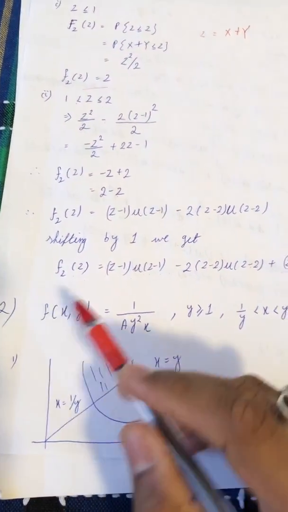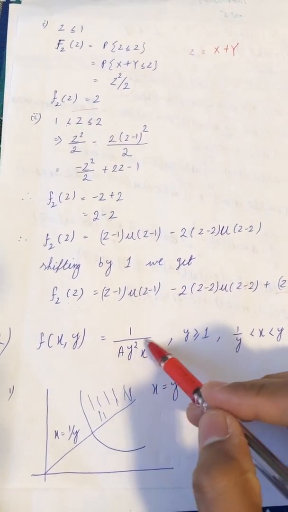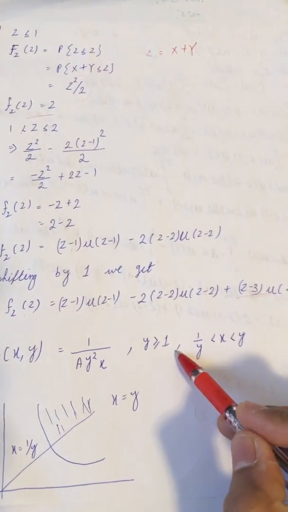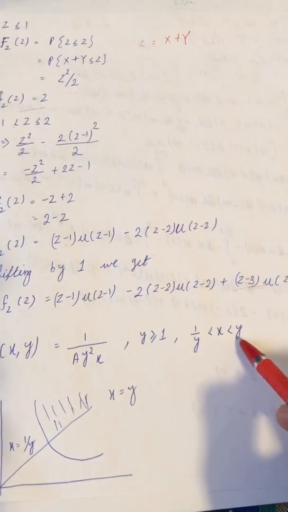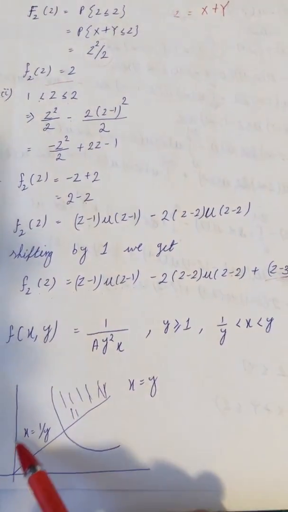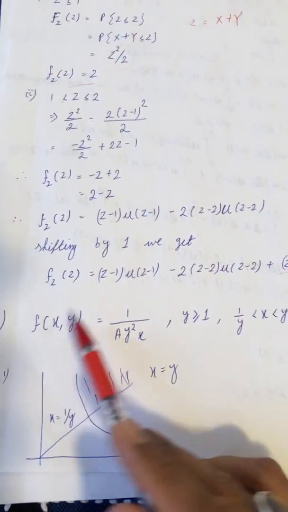For question number 2, we know the function f(x, y). The function is 1 divided by a y square x when y is greater than or equal to 1 and x lies between 1 by y and y. The first part is to draw the non-zero definition region for the function f of x, y.